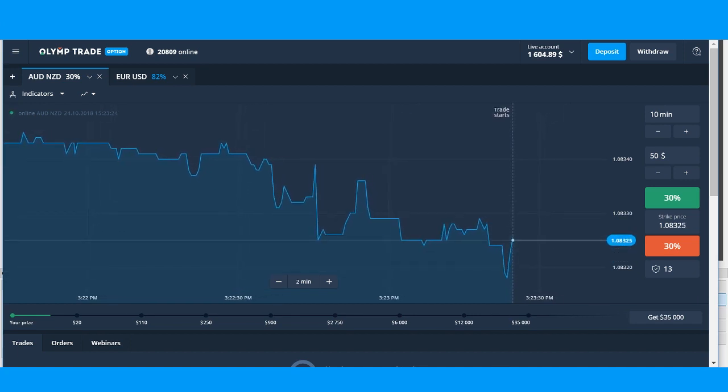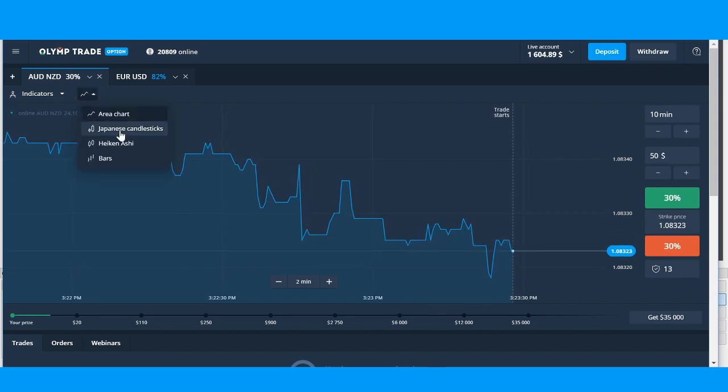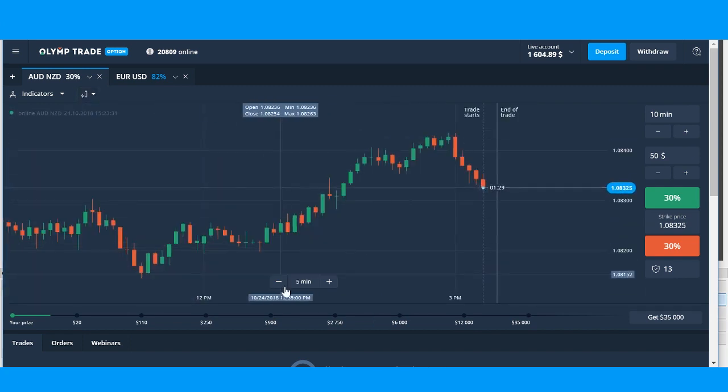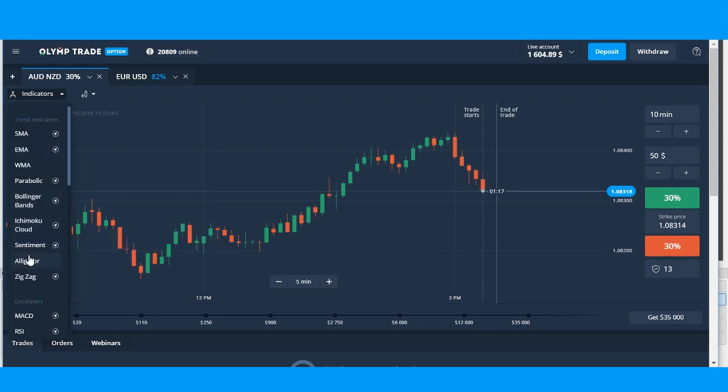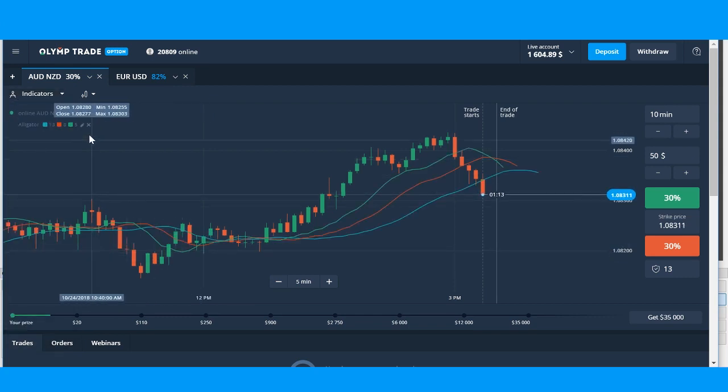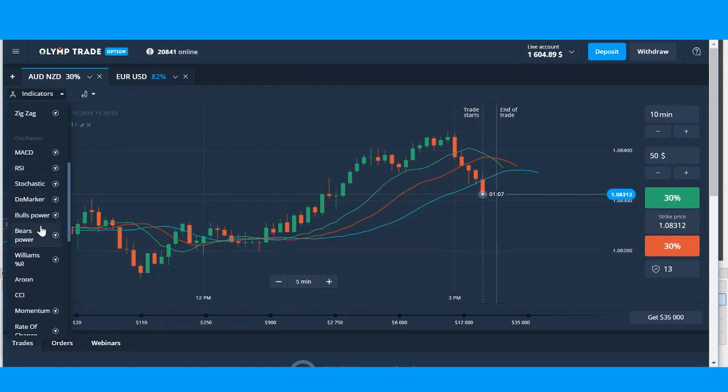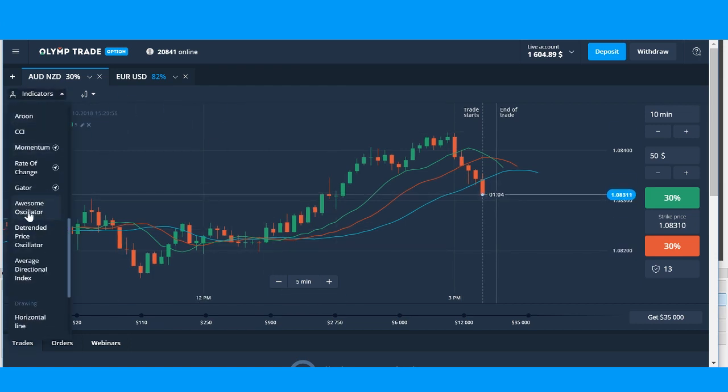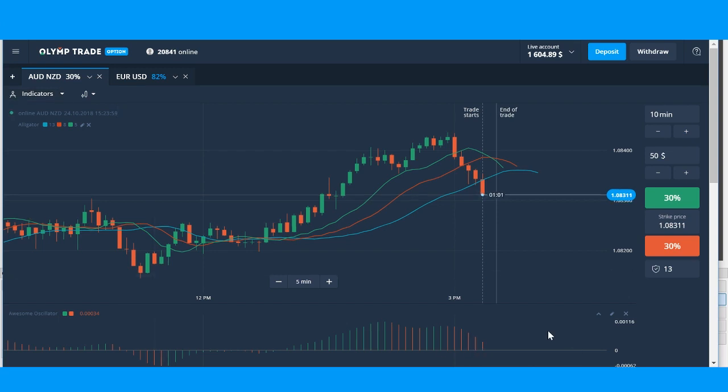Trading preparation. Switch to the Japanese candles chart and choose the 5 minutes time frame. Trade expiration period set to 10 minutes. Open the indicator tabs and add the Alligator indicator to the chart with the standard settings. Then, in the Indicators menu, select the Awesome Oscillator, leaving the default settings. The combination of these two technical analysis tools will give us the main signals for trade opening.